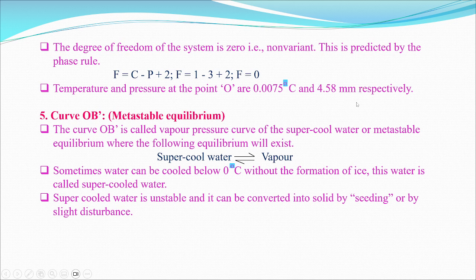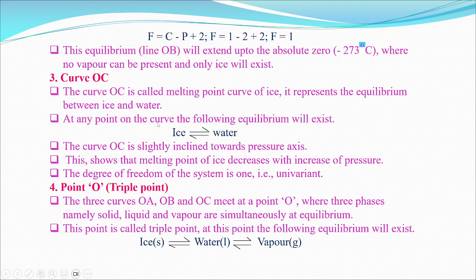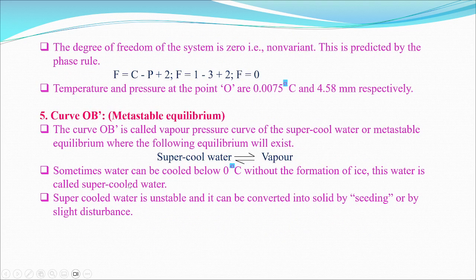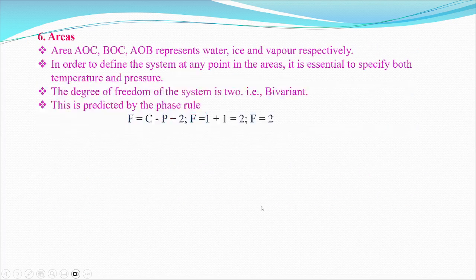Apart from these three curves, that is OA the vaporization curve, the sublimation curve, and the melting point curve, there is one more curve in the water system, that is the metastable curve. In the metastable curve, supercooled water and water vapor exist in equilibrium. Supercooled water is water that is cooled below 0 degrees Celsius without any formation of ice. It is highly unstable and can easily convert into solid with a slight disturbance.